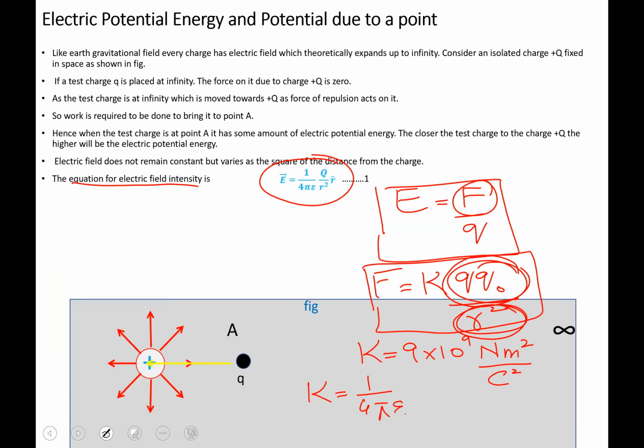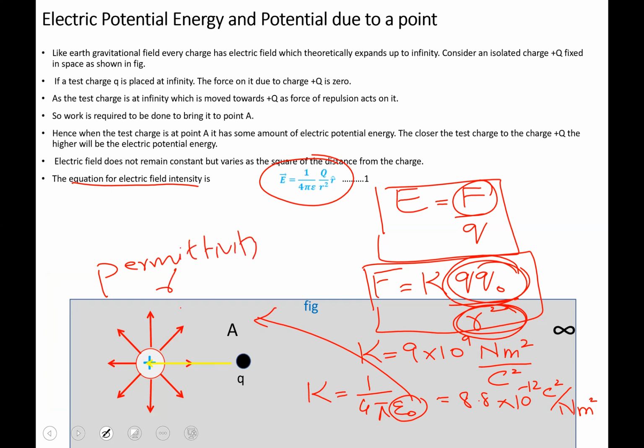4 pi epsilon, where the value of this epsilon is 8.8 into 10 to the power minus 12 Coulomb square divided by Newton meter square. Now, what is this epsilon? This is basically the permittivity of free space.